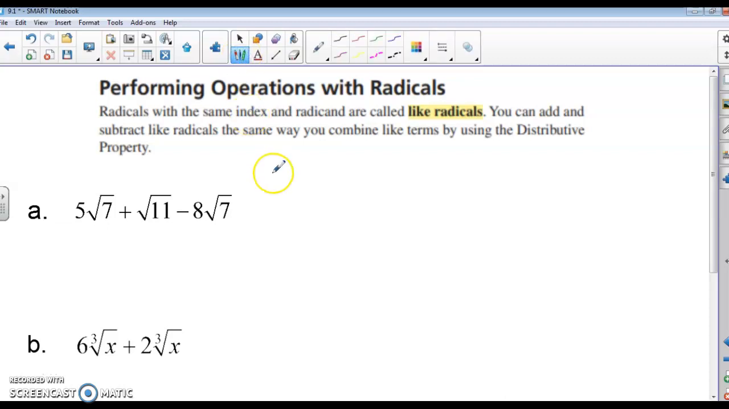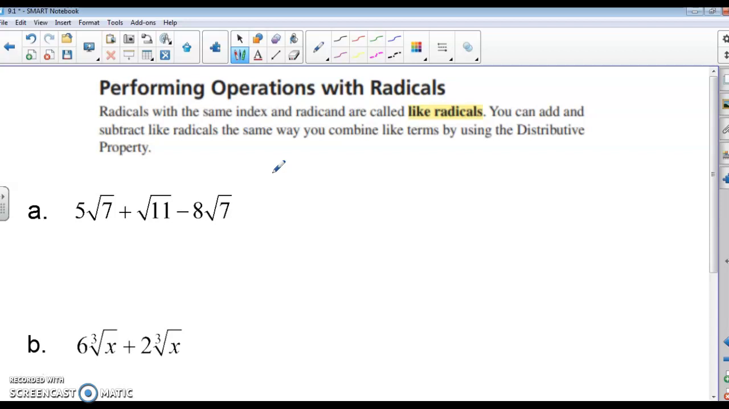Hey everybody, I hope you had a great day yesterday with simplifying the radicals using conjugates. Today we're going to talk a little more about what we can do with radicals, with performing operations with radicals.